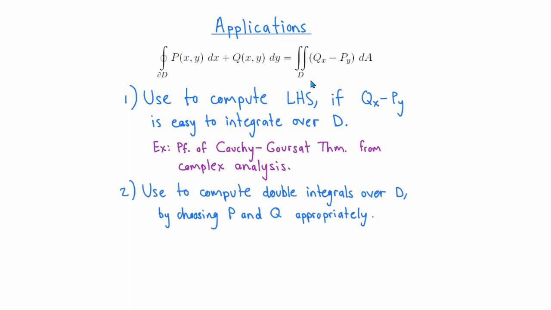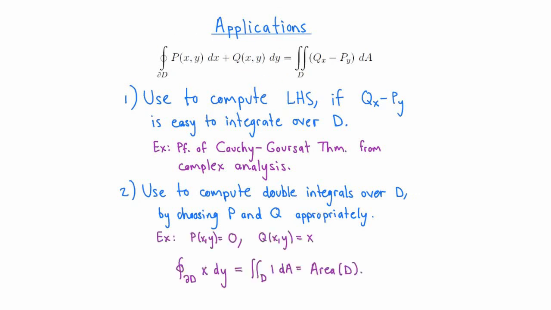A second way that Green's theorem is sometimes applied is to compute double integrals over certain regions D by choosing p and q appropriately and then computing the line integrals on the left-hand side. There are a number of interesting applications like this, but just to give you the flavor of what I mean, let's suppose that you just want to compute the area of some region in the plane. Well, then you can make any choice of p and q with the property that q_x minus p_y is equal to 1.